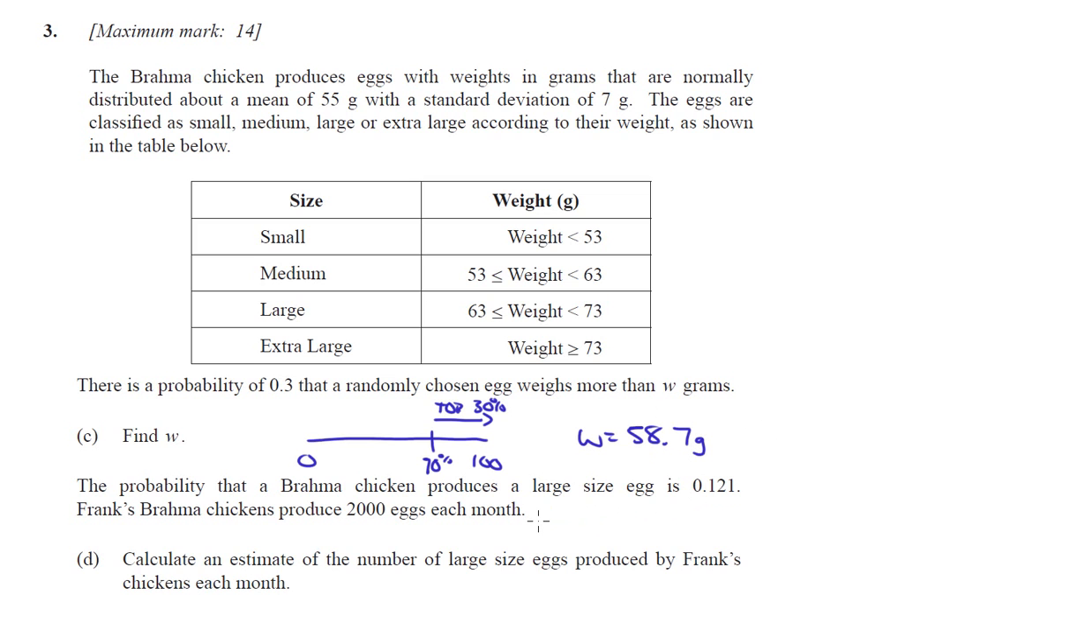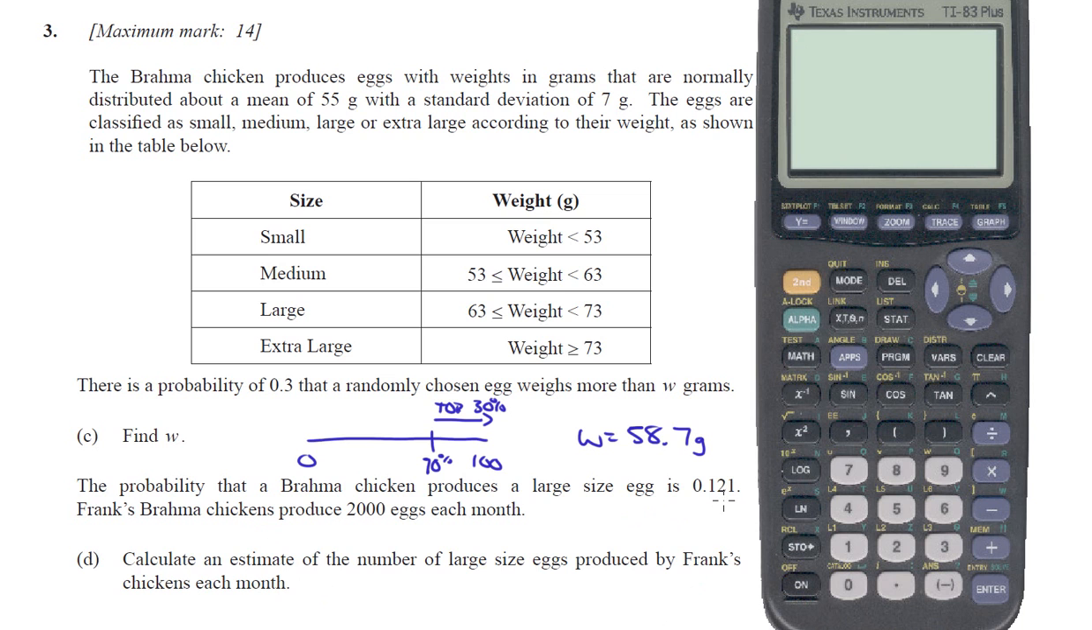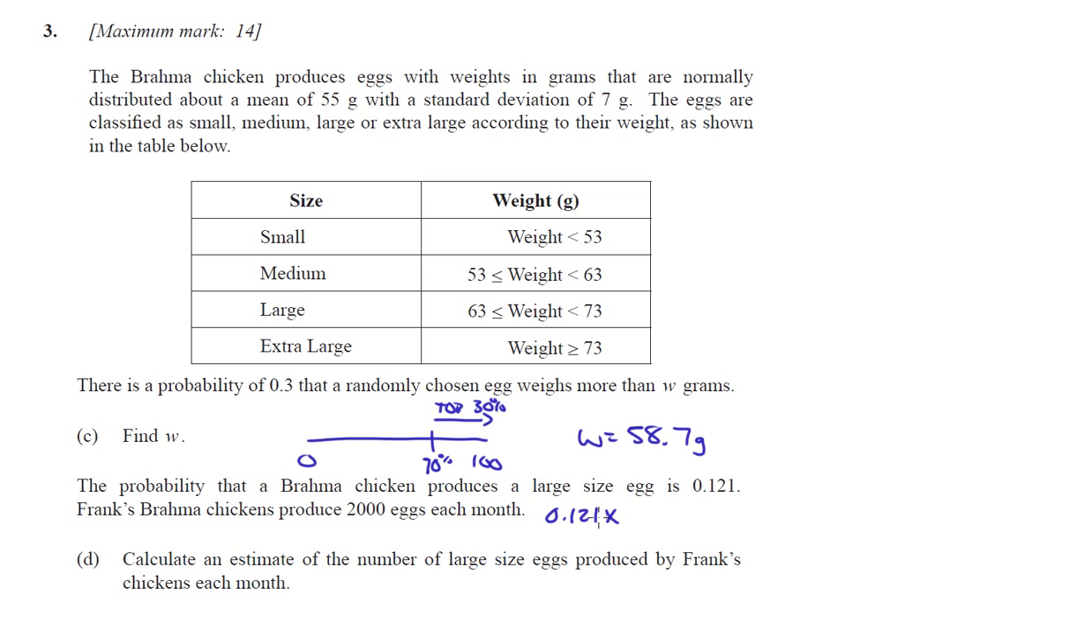Okay. Next part, the probability that a Brahma chicken produces a large egg is 0.121. Frank's Brahma chickens produce 2,000 eggs per month. Calculate an estimate of the number of large size eggs produced by Frank's chickens each month. Okay, so the probability it produces a large size egg is 0.121, right? So they've already given us the probability that it's going to be large. So all we have to do is take our 0.121 and multiply it by the 2,000 eggs that his chickens produce, because there's again a 12% chance that it's going to be large.